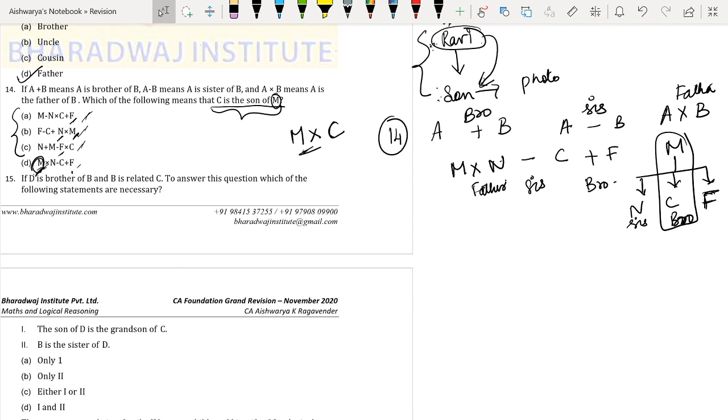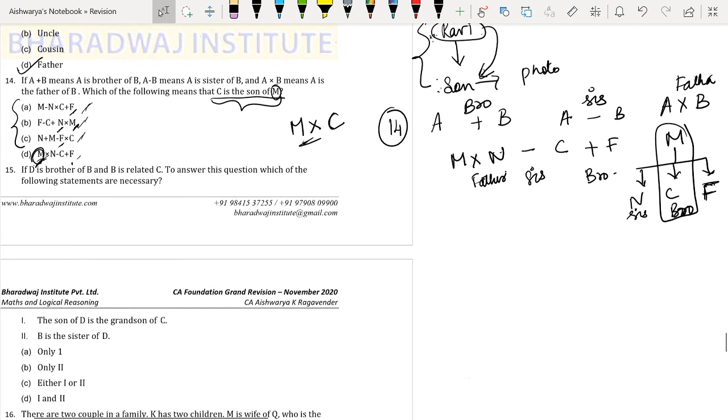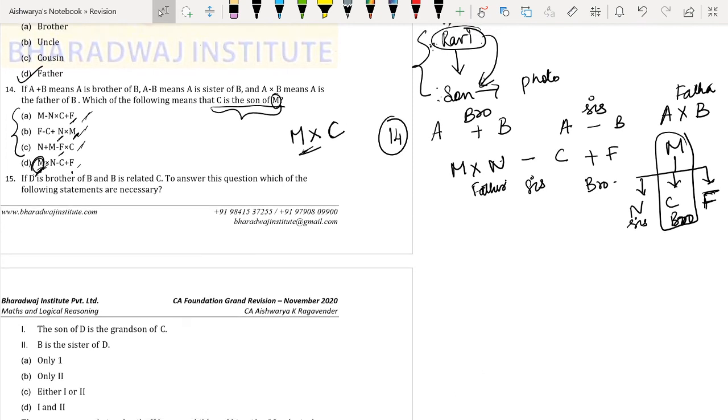Let's go to question number 15. If D is the brother of B and B is related to C, to answer this question, which of the following statements are necessary? Once again, D is the brother of B and B is related to C. We don't know what the relationship is.